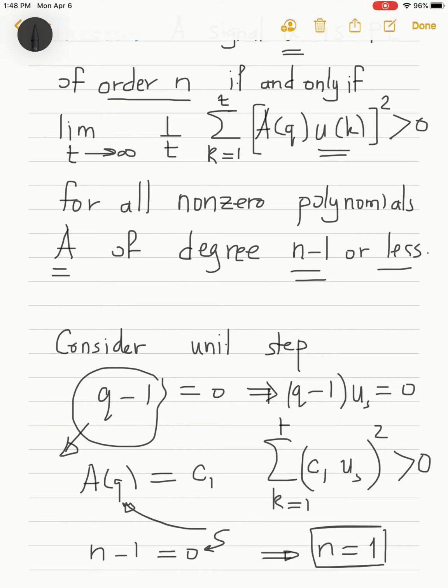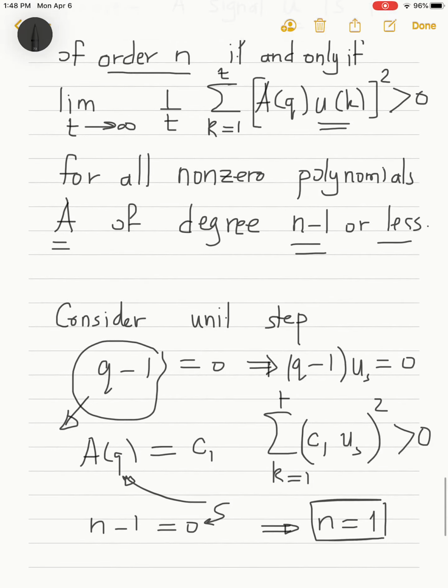Another example, if you consider the sine function. We know that the characteristic equation of the sine function is of second degree. Consequently, if we take a polynomial of first degree, we guarantee that the condition of the theorem is satisfied. So n minus 1 would be equal to 1, and that leads to n equal to 2. And consequently, we conclude that the sine function has a persistent excitation degree equal to 2, and so on.